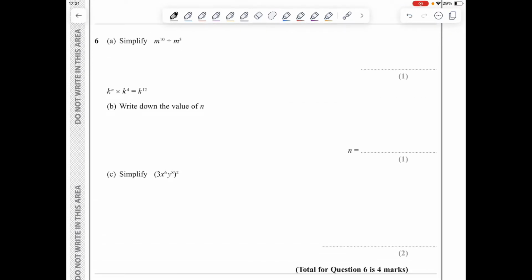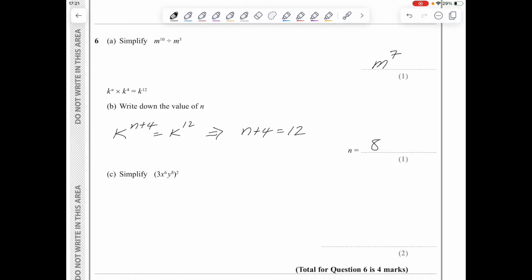In part A of question 6, I will subtract the powers, so I get m to the power of 7. In part B, for the left-hand side, I will add the powers, so k to the n plus 4 equals k to the 12. Therefore, n plus 4 must be 12. n comes out to be 8.